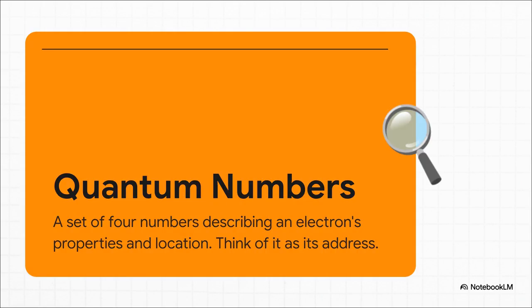And that address is described by a set of 4 quantum numbers. Together, these 4 numbers give us a complete picture of an electron's energy and its most likely location in an atom. And here's the key. No 2 electrons in the same atom can have the exact same 4 numbers. It's like a cosmic law that keeps everything in its proper place.